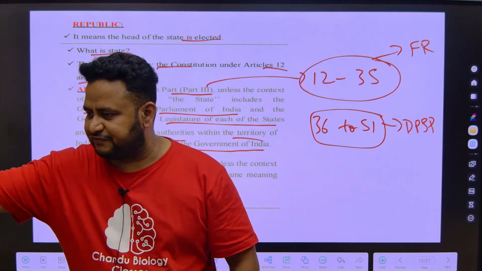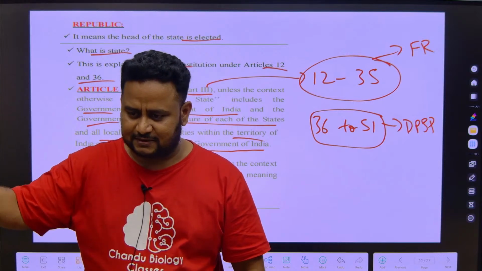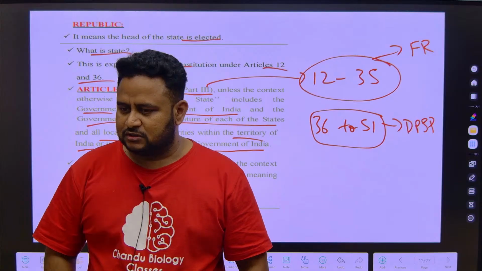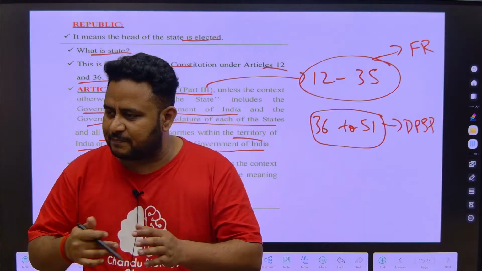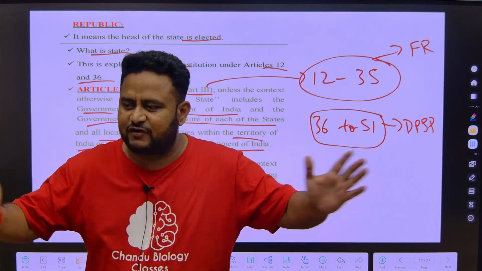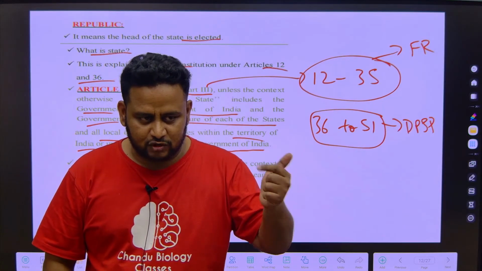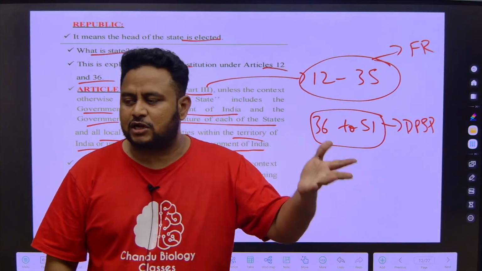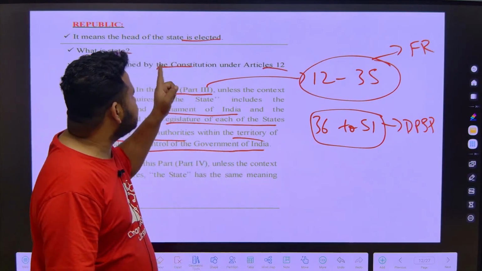Suppose you set up an office here. Suppose a Mee Seva Kendra, whatever government office is set up, that is also a state. Understood? Suppose any panchayat office is set up, that is also a state. Suppose a panchayat development officer is there, he is also representing a state. So state has a wide explanation. It is the government and parliament of India, the governments and legislatures of the states, and all other local bodies which represent the government. Understood?